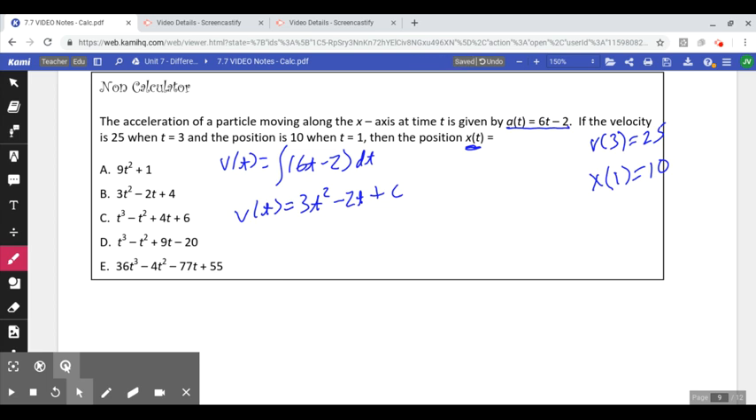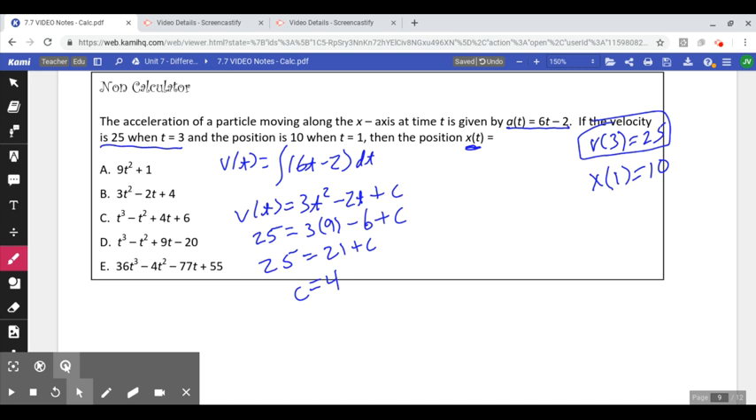To figure out what that plus c is, we're going to use this information right here, that v at 3 is 25, or the velocity is 25 when t is 3. That's also given to you here in the prompt. So we'll substitute a 25 in for the velocity, and then we'll substitute a 3 in for t. So 3 squared is 9. So we'll do 3 times 9 minus 2 times 3, which is 6, and then plus c. So on the right-hand side, we'll have 27 minus 6, which is 21, making c 4 for this one.